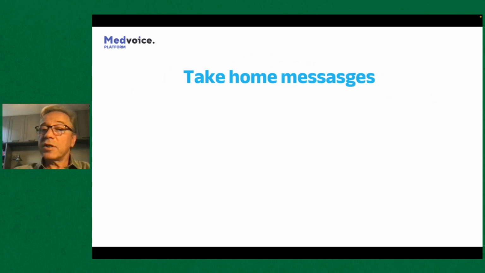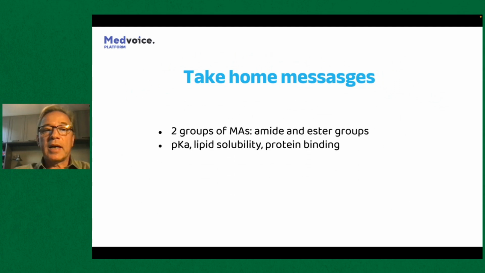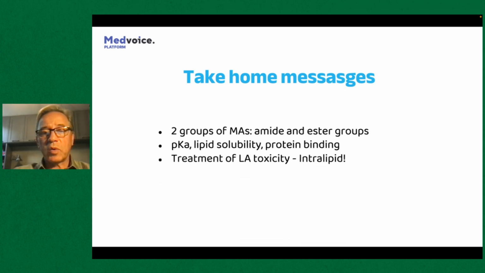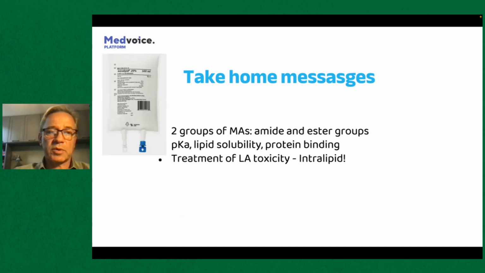Finishing off, what are my take home messages for you? There are two groups of local anesthetics, amide and ester local anesthetics. The properties of the local anesthetics are pKa, lipid solubility, and protein binding. That's all you need to remember from a pharmacology point of view. Treatment of local anesthetic toxicity, intralipid. Just remember, intralipid. Do you have it in the fridge in your hospital?